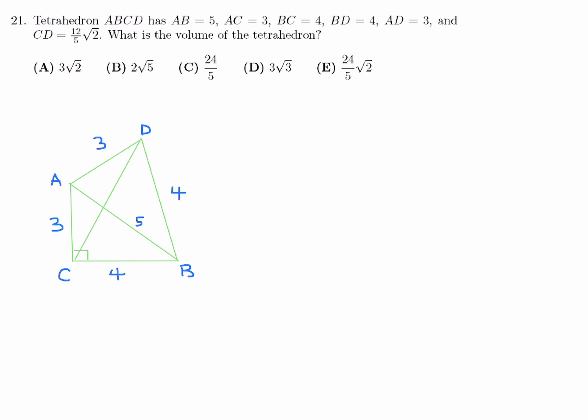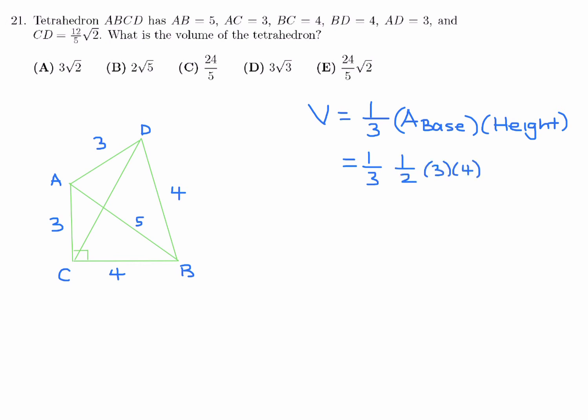Now, the volume of a tetrahedron is calculated as follows: 1/3 times the area of the base times the height. And what we can do is look at this diagram and try to figure out what we want to use as a base and as a height. I think I will use this triangle as my base. It'll be pretty straightforward to calculate that area since it's a right triangle. So that will be just 1/2 base times height. I can use 3 as the base and 4 as the height of that triangle.